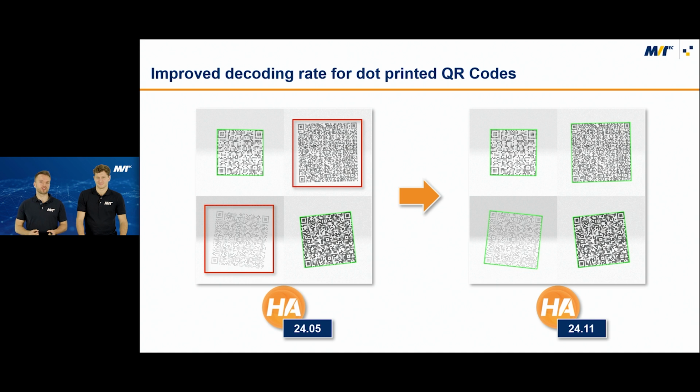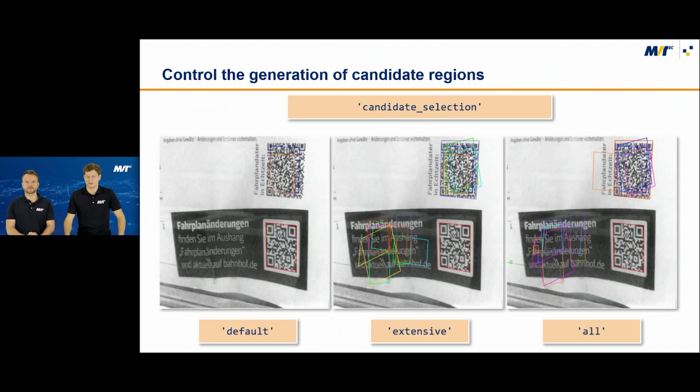But to give you some more options to customize the QR code reader, there are also some additional parameters you can tune and that you should be aware of. Yes, absolutely right. So it already looks like a big improvement. And additionally, you can set the parameter candidate selection for 2D data code models. It controls the number of candidate regions that are used for the symbol detection. Setting this parameter to extensive increases the number of generated candidate regions, and thus also the likelihood to detect the code you are looking for. When this parameter is set to all, all possible candidate regions are used. And if the candidate selection is set to default, fewer candidate regions are used in general, as you can see on these three pictures here.